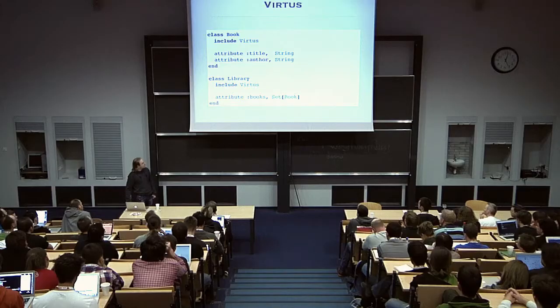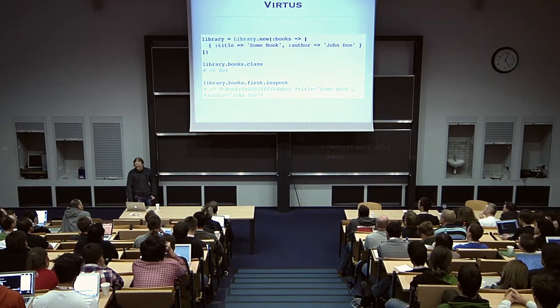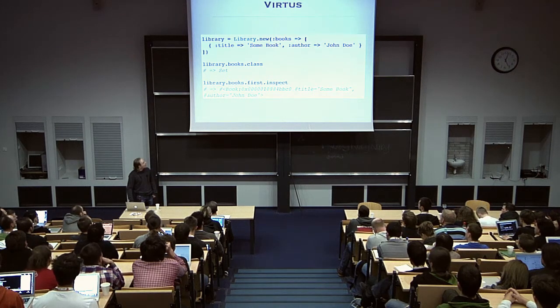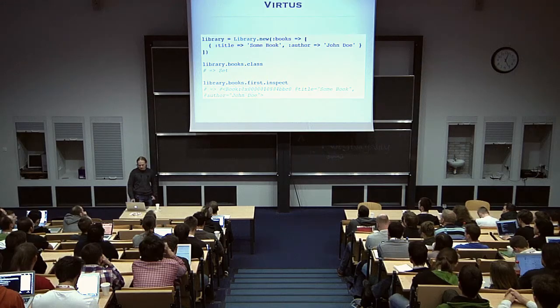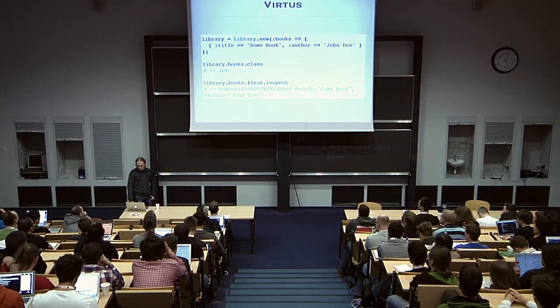This is quite a sweet API, actually. And now you can use it to build a library with books. As you can see, I pass in an array of hashes with attributes for books. And when you do that, it will coerce all these hashes to actual book instances. And it goes through the standard coercion mechanism. There's no magic inside. It's a standard thing.